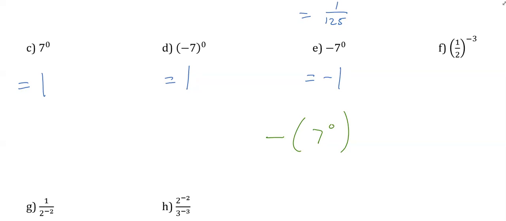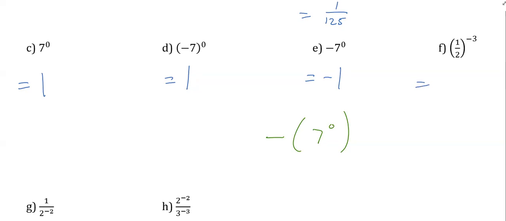Those are your three kind of different ones. 7 to the 0 is 1. Negative 7 all to the 0 is 1. But then the other one is negative 7 to the 0, so you get negative 1. It comes up in math, but how often will this actually happen in other kinds of questions throughout the unit or the course? Probably not that much. So it's good to know, but if you have a hard time remembering those little details of rules, it's probably not going to be that big of a deal. Okay.